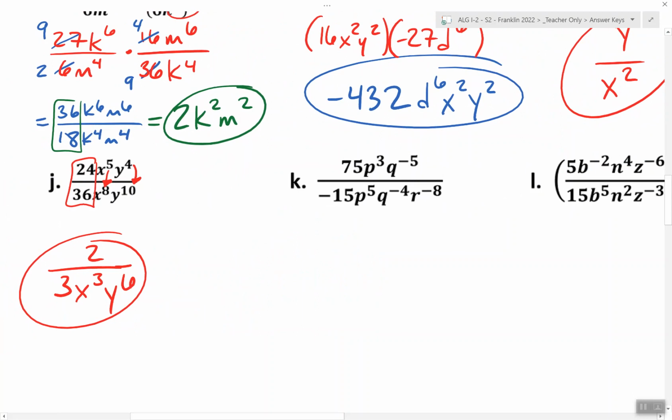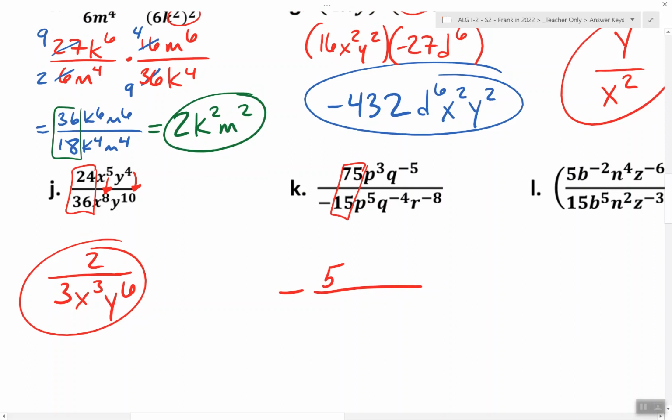Okay, example K, negative 75 over 15. This negative sign we can just put out front. Since there's only one of them, we know that it's not going to go away. So 75 divided by 15, that is 5, so positive 5 on top. And then let's work with the variables. So for the p's, 5 minus 3 is 2, and it ends up on the bottom.